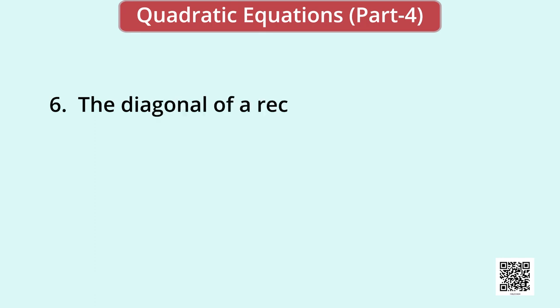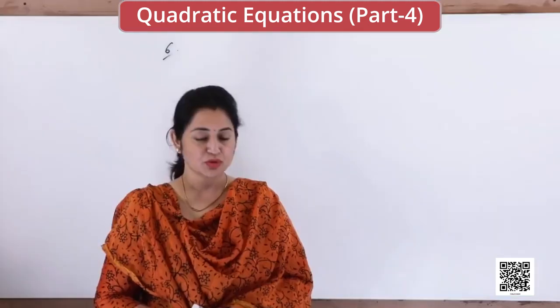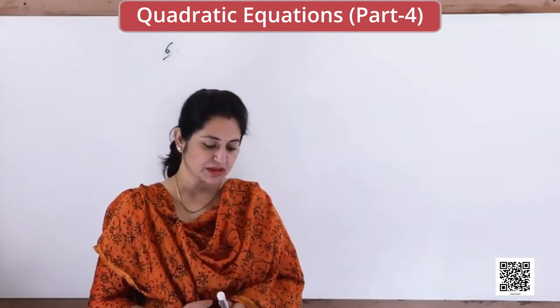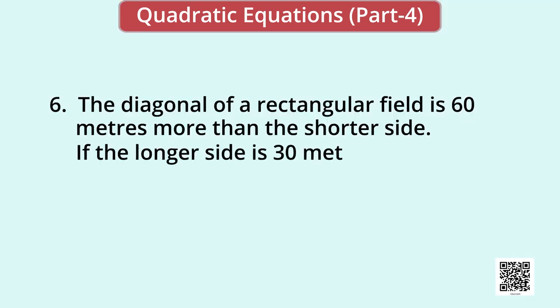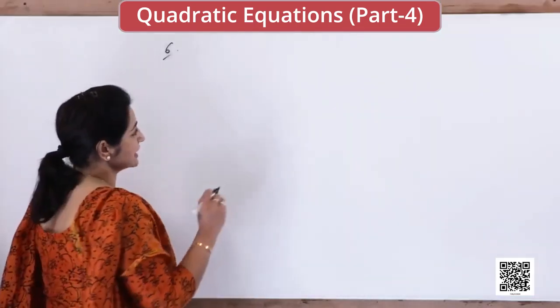The diagonal of a rectangular field is 60 meters more than the shortest side. So we can suppose the shorter side to be x, then the diagonal will be 60 more, that is x plus 60. If the longer side is 30 meters more than the shorter side, it will be x plus 30. Find the sides of the field. Now we need to find out the sides of the field.